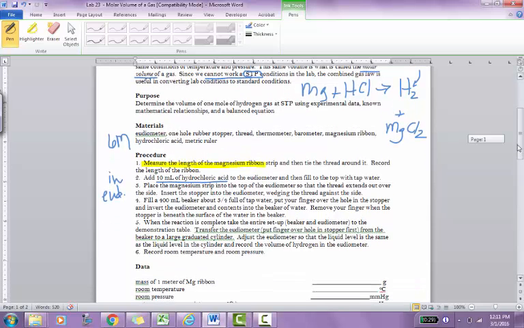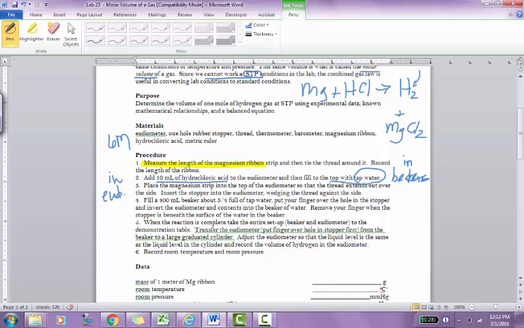You're going to then top off the eudiometer with tap water. Now that tap water is going to be in beakers sitting out on the counter. Do not take it directly from the tap. If you bring it from the tap directly, it will be too cold, and that will mess with our temperature readings. We want to keep everything about at room temperature. So I have set out some beakers on your lab tables that have water that has been sitting out and is currently at room temperature.